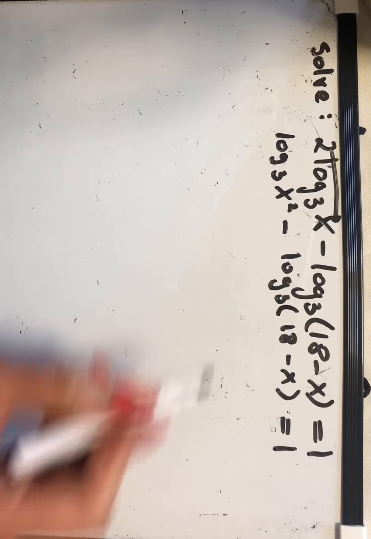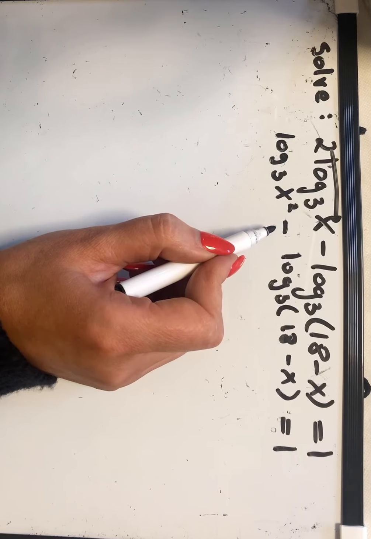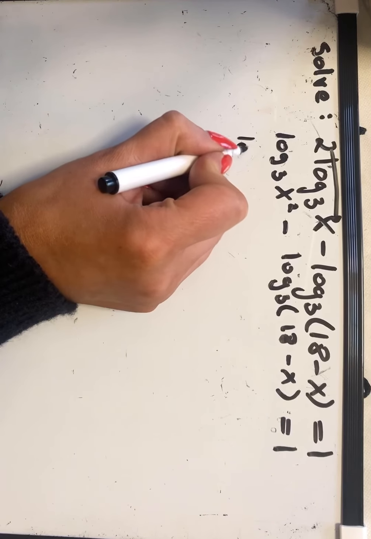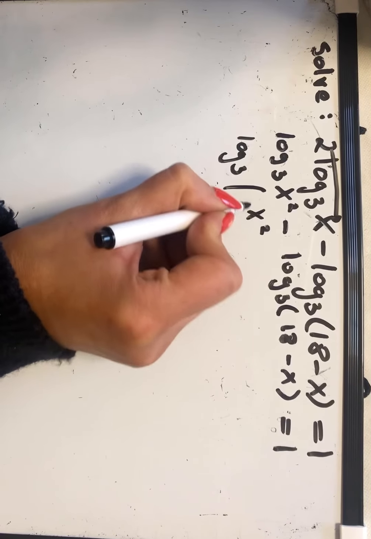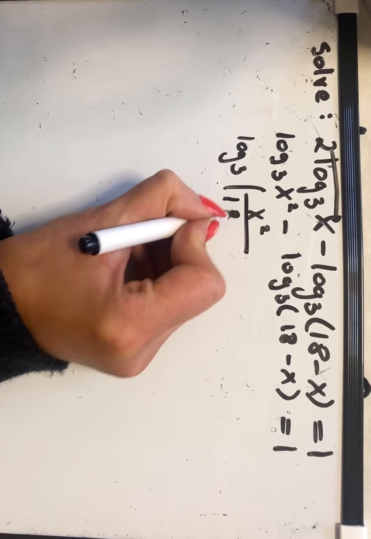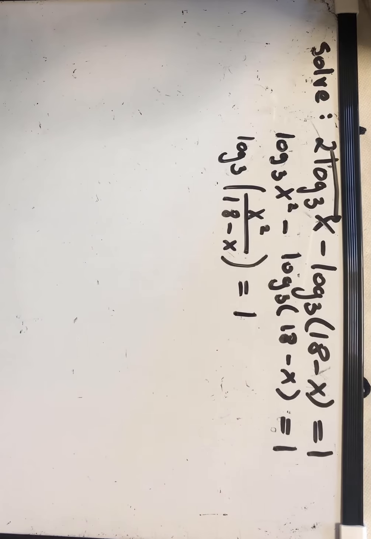We can see now that we've got 2 logs and they're being taken away, so we're going to use the log rule of division here. I also have a video explaining log rules if you would like to have a look at that. It might verify the different types of log rules that we use in maths. And we get this now.